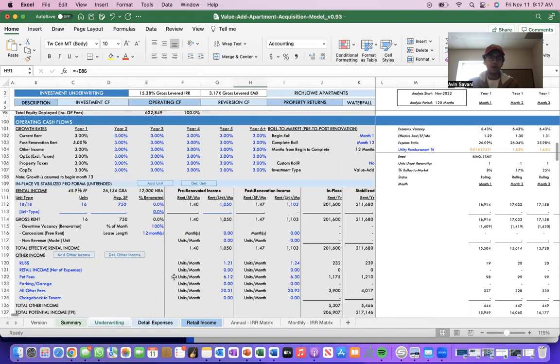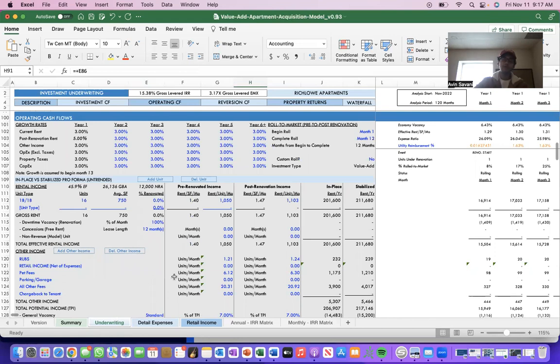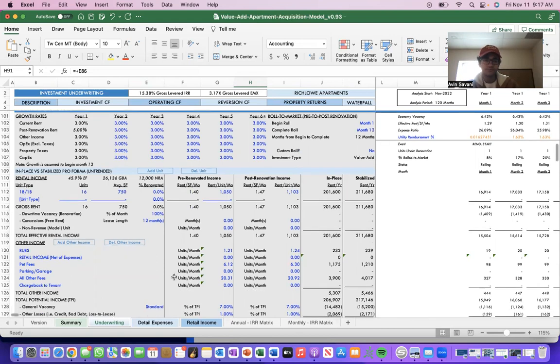Now we're going into operating cash flows. Operating cash flows is essentially your pro forma. This is your T12 in that aspect, or pro forma, whatever you want to call it. It's more complex on our end. We have a lot of growth rates that we apply year by year, whether it's 2% or 3%. This is the sensitivity of the model.